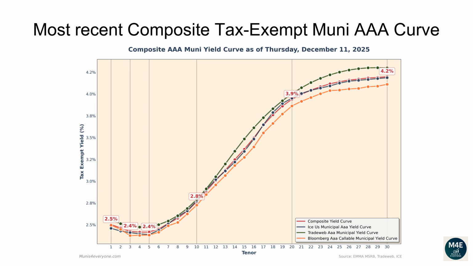The one-year composite tax-exempt yield is 2.5%. The two-year yield is 2.46%. The 3-year yield is 2.42%. The 5-year yield is 2.42%. The 10-year yield is 2.76%. The 20-year yield is 3.94%. The 30-year yield is 4.2%.